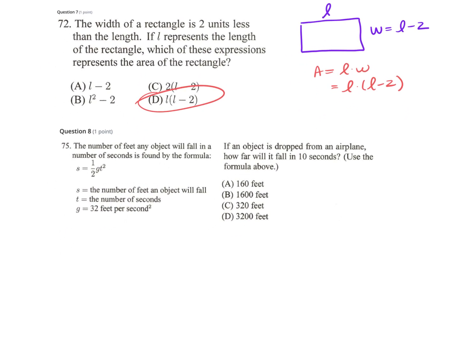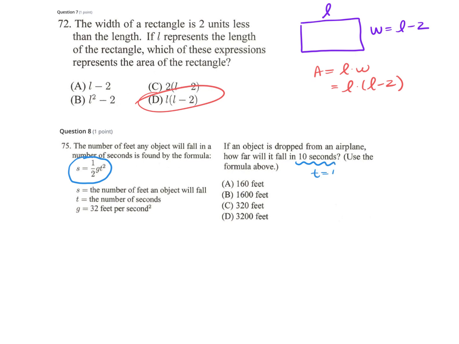Question number 8. The number of feet any object will fall in a number of seconds is found by this formula. And then it gives us some variables. S is the number of feet the object will fall, T is the number of seconds, and then G is a constant, 32 feet per second squared. That has to do with gravity. If an object is dropped from the airplane, how far will it fall in 10 seconds?